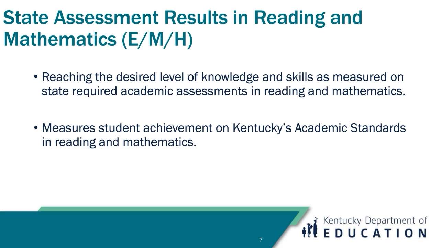Proficiency within the indicator of state assessment results in reading and mathematics is defined as reaching the desired level of knowledge and skills as measured on academic assessments in reading and mathematics. Scores are derived from the Kentucky State Assessment and the alternate Kentucky State Assessment. Student performance is aggregated to school, district, and state levels.